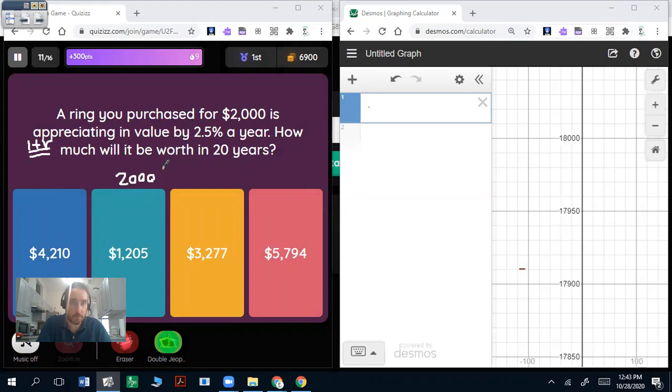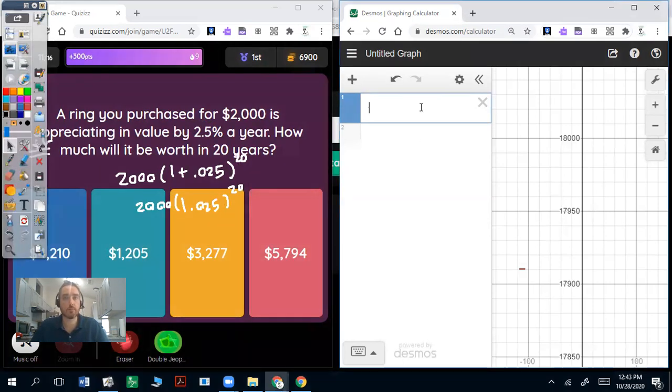$2,000 times 1 plus 0.025 raised to the 20th power. So $2,000 times 1.025 to the 20th power. Back to the calculator. 2000 parentheses 1.025 close parentheses shift 6 20. 3277.23. This thing's going to be worth $3,277 in 20 years, assuming you take care of it.